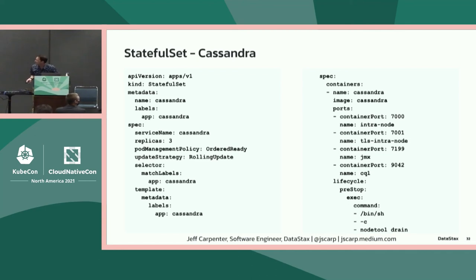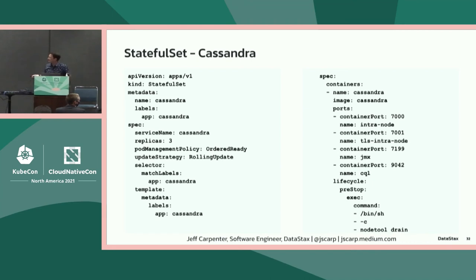Trigger warning for anyone who doesn't like reading YAML on slides, possibly including me. But this is better than me scrolling through a terminal window and screwing it up. So this is the definition of a stateful set for a Cassandra cluster. It's going to span a couple slides. We'll just walk through it a little at a time, and I'll try to guide you through.